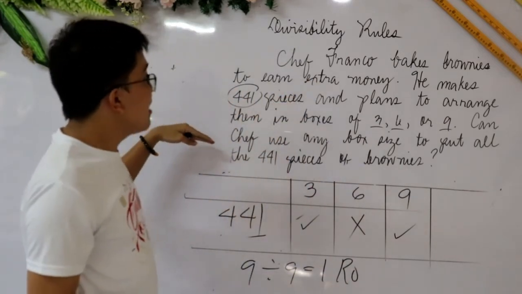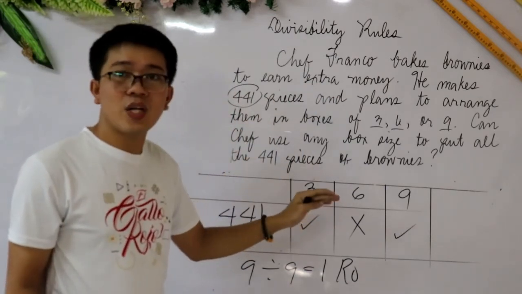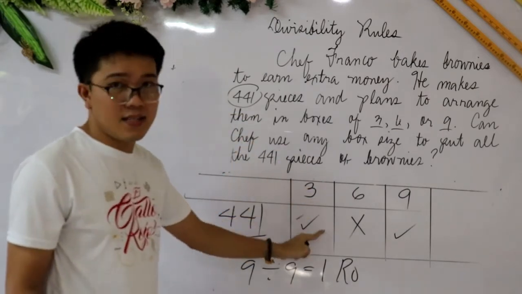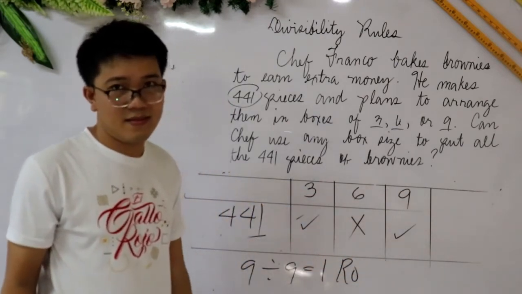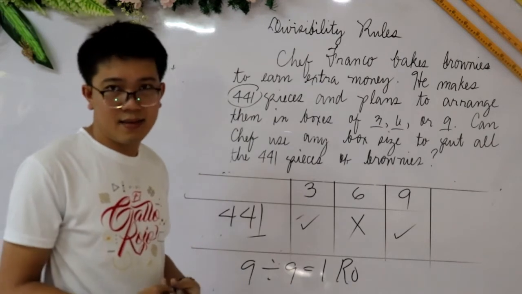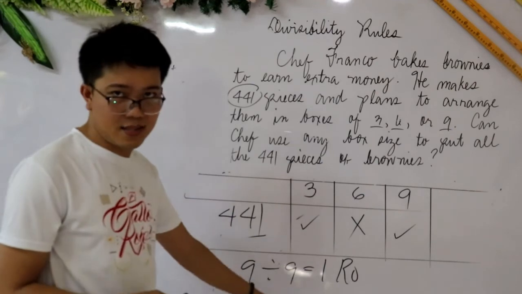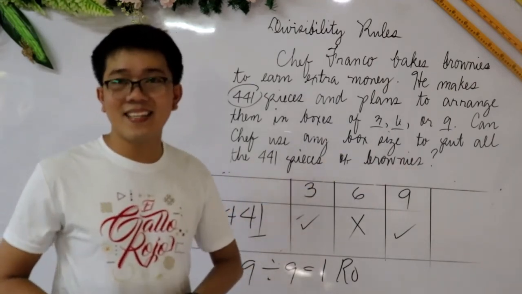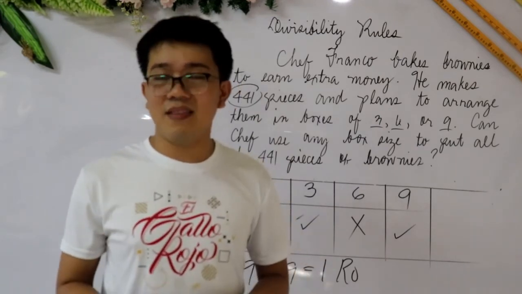Chef Franco can only pack the brownies in 3s and in 9s, but not 6. Again, Chef Franco can only pack all the 441 brownies in 3s and in 9s, but not 6. Did you get it? Since we answered already the problem, it's time for us to proceed to the math chat.